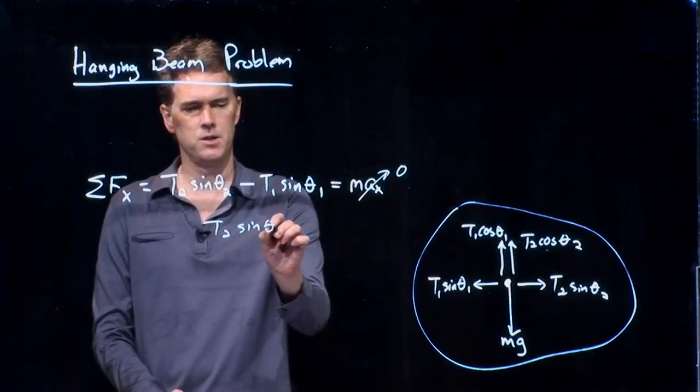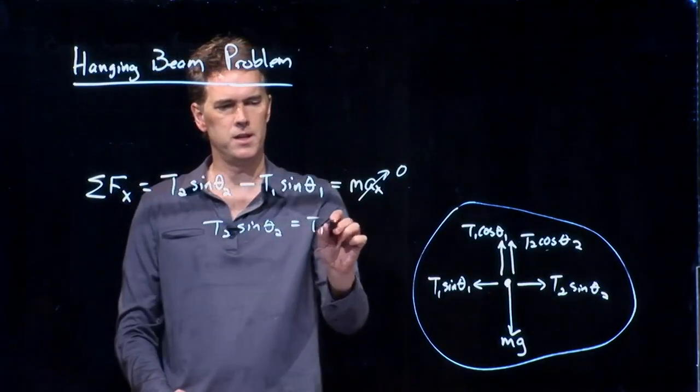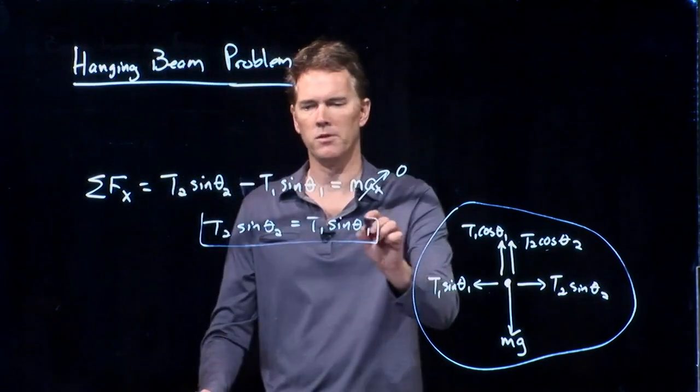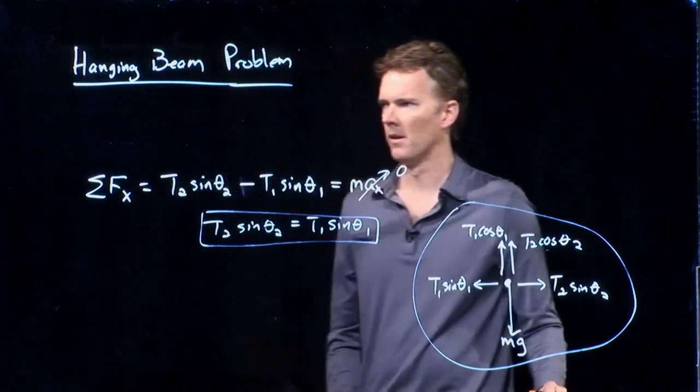And then acceleration in the X direction. Okay. And if it's a hanging beam, what is the acceleration in the X direction? Zero. Good. So we have one nice little equation here. T2 sine theta 2 equals T1 sine theta 1. We're going to use that again.